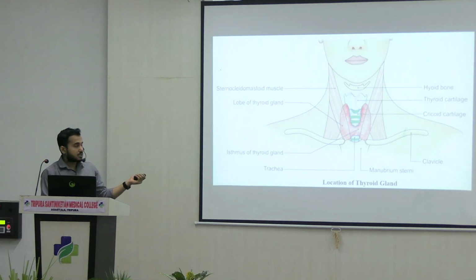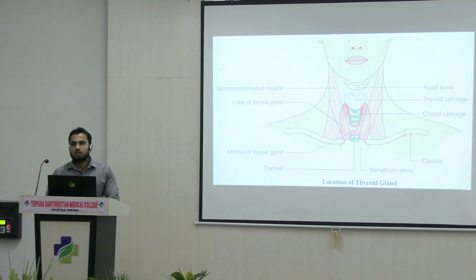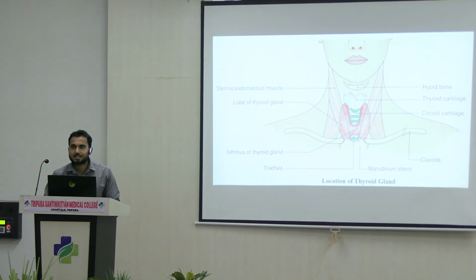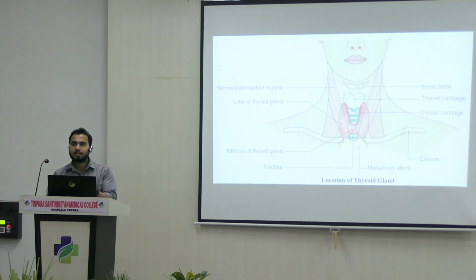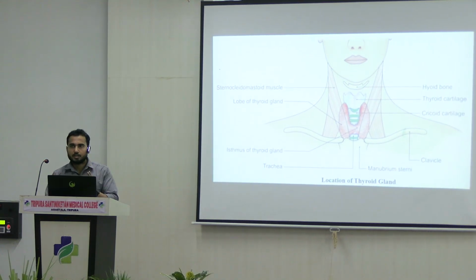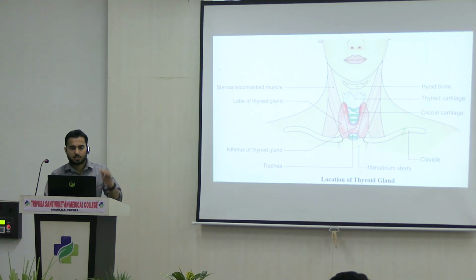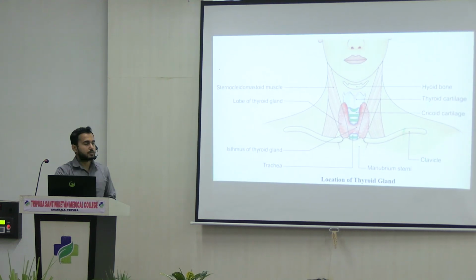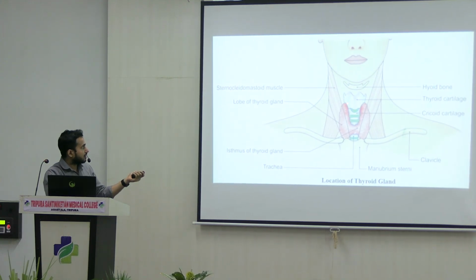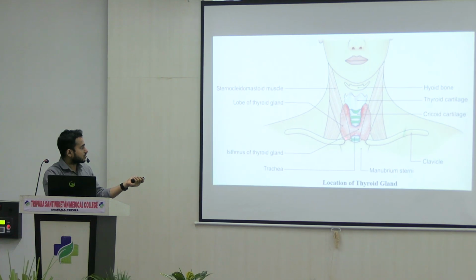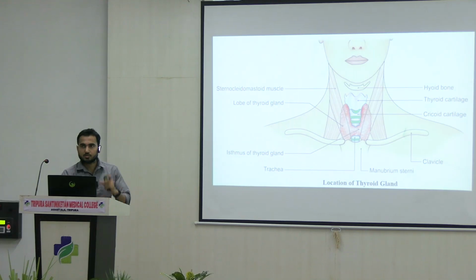Now here in this diagram, you can see the location of the thyroid gland. As I said, it is present in the lower part of the neck, in the anterior aspect and laterally. Next, you can see in the diagram the extent, from C5 to T1, middle of the thyroid cartilage to 4th tracheal ring. These are the tracheal rings. So that is the location of the thyroid gland.